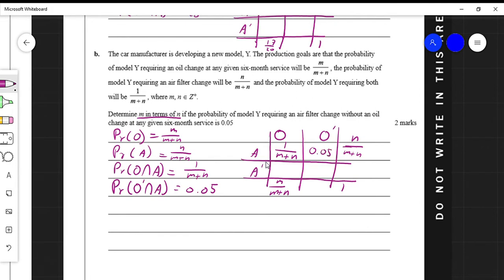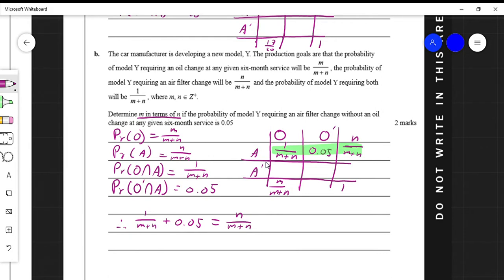So once you write out all the information you know in the beginning, it's really easy to see how this table can come about. So now we want to find m in terms of n. So really we just want to give an equation that has m and n in it. And I'm seeing a really easy one pop up right here, where you can just add these two numbers together and get the other one. So that means we get this equation here. So 1 on m plus n plus 0.05 equals n on m plus n.